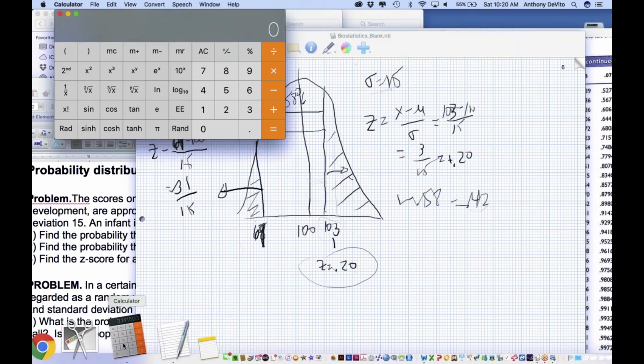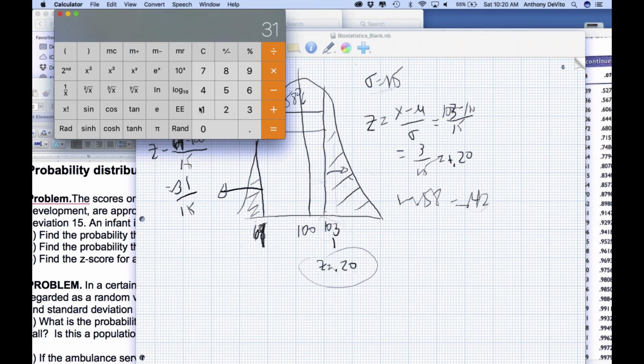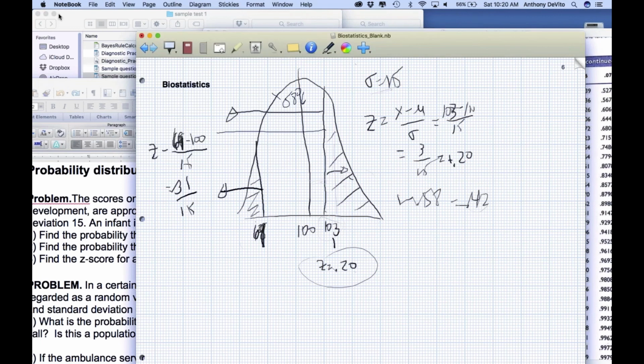On the calculator, 31 divided by 15 is equal to negative, remember it's negative because we're to the left of the mean, negative 2.0, I'm going to round it to 7. The z-score is equal to negative 2.07. Okay, that's going to be the z-score that represents a score of 69.